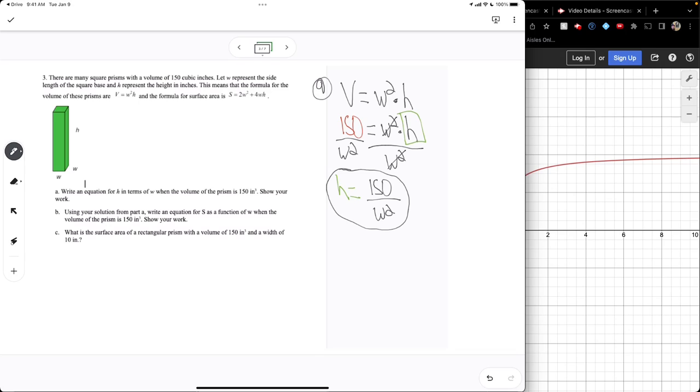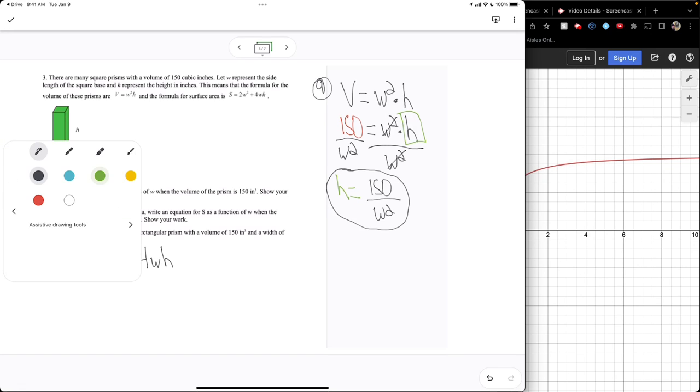Part B, using your solution from part A, write an equation for S as a function of W when the volume of the prism is 150 cubic inches. Show your work. So now we're going to go to the surface area formula. So 2W squared plus 4WH.